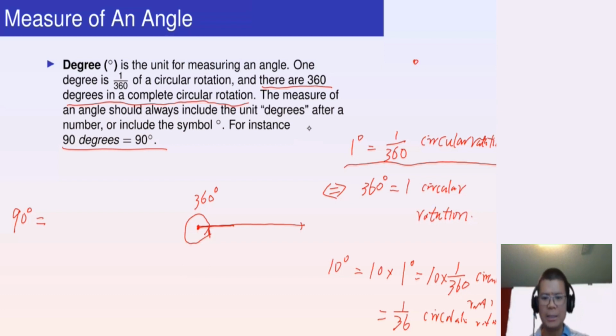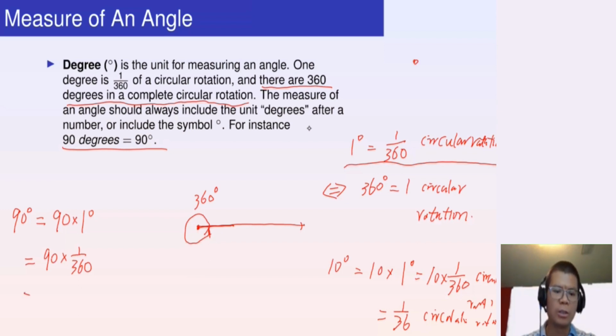How do you get that? 90 degrees equals 90 times 1 degree, right? Which equals 90 times 1 over 360 circular rotation, so it's going to be 90 over 360, which is 1 over 4, right? If you use a calculator, you can find this is 1 over 4 circular rotation.